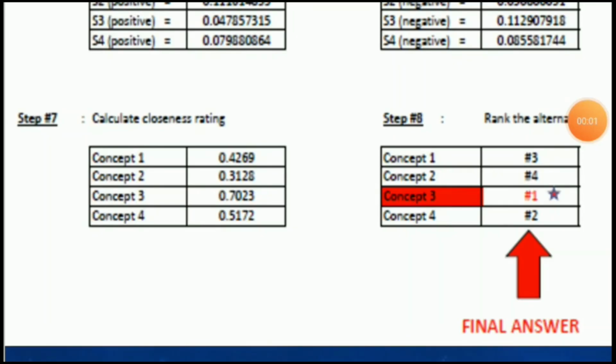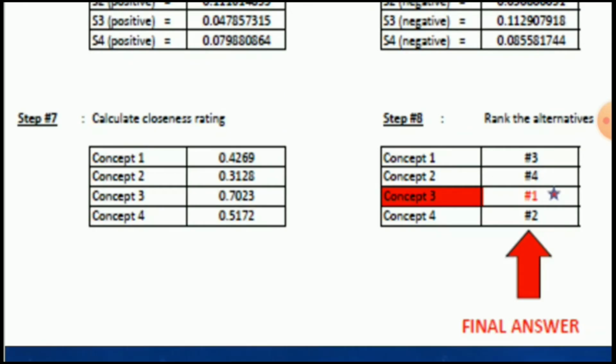Step number 7, we calculate the closeness rating, using the formula where you have the negative separation distance divided by the summation of the positive and negative separation distances. So what can you say here? Concept number 3 produces the highest number of 0.7, followed by concept number 4 with 0.5, then concept number 1 with 0.4, and last but not least concept number 2 with 0.3.